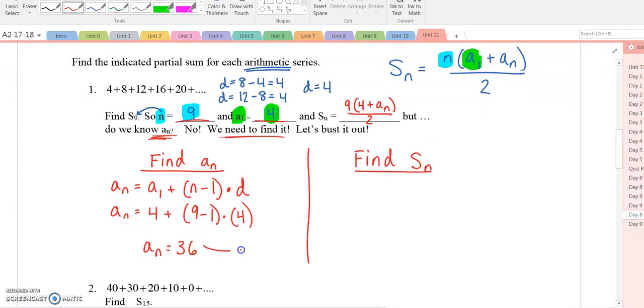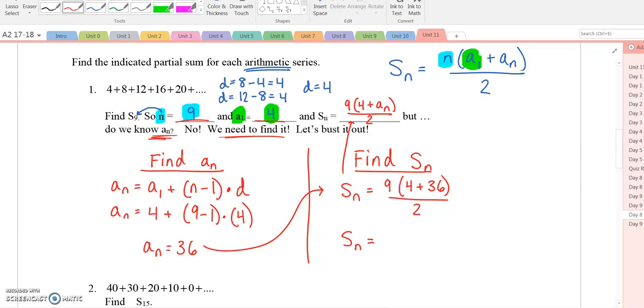So I'm going to take this number and use it in my S sub n formula. Alright, so S sub n will equal 9 times 4 plus, and now I know a sub n. a sub n is 36. Alright, so it's just kind of a two-stepper for these sum formulas.